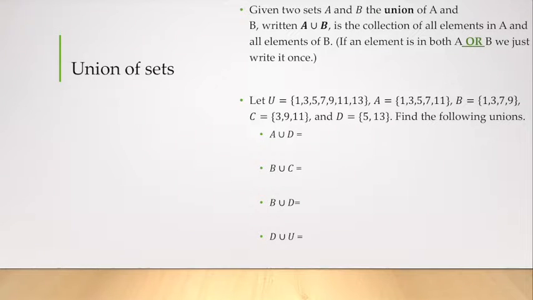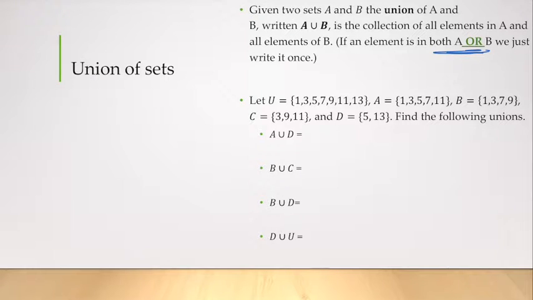So when I'm given two sets, the union of any two sets A and B is the collection of all elements in A and all the elements in B. Sometimes this is read out loud, the group A or B. And it's important to note that if an element is in both A and B, we only write it once.